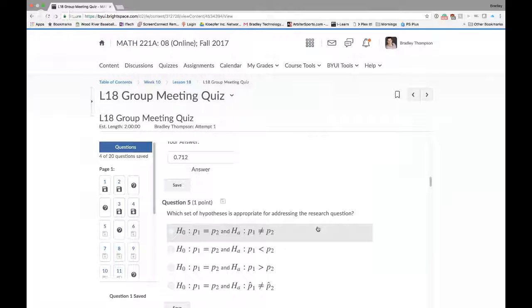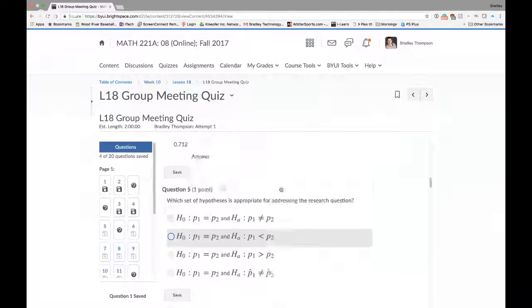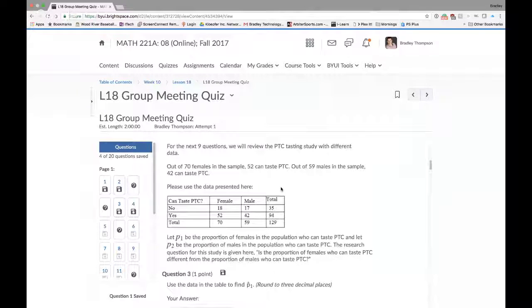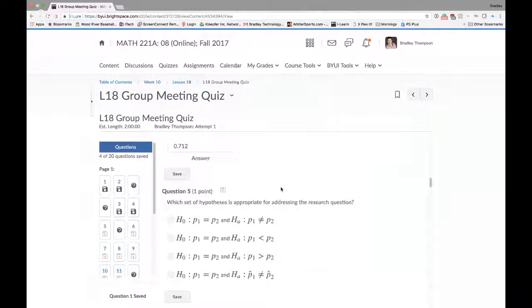Which set of hypotheses is appropriate for addressing the research question? Our question was, is the proportion of females who can taste PTC different from the proportion of males? Well, the female is higher. So it'd just be not equal to, right? Because it's different. They didn't say, so is it the top one or the bottom? I think it's the top one. No, it's the bottom. P1 is equal to P2. Oh, the bottom one. Never mind.